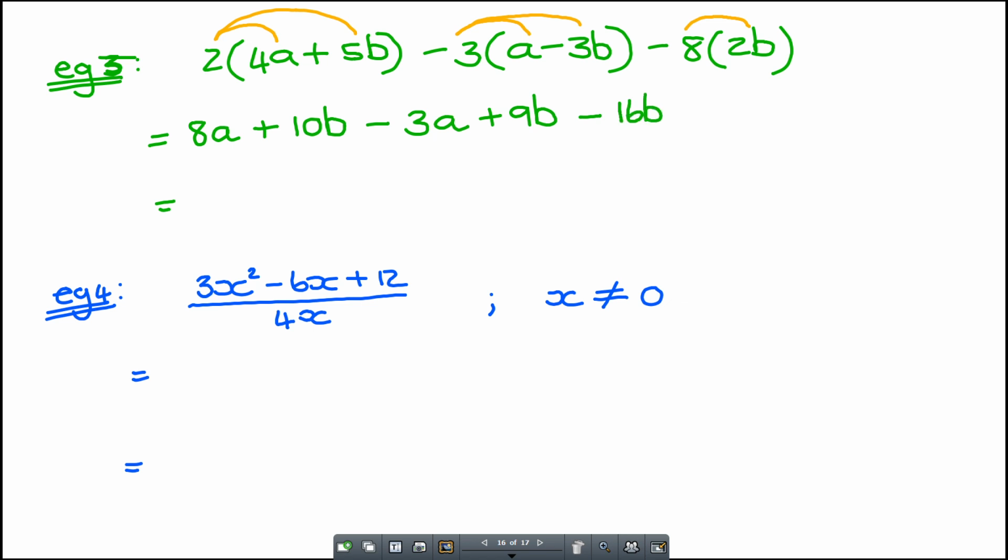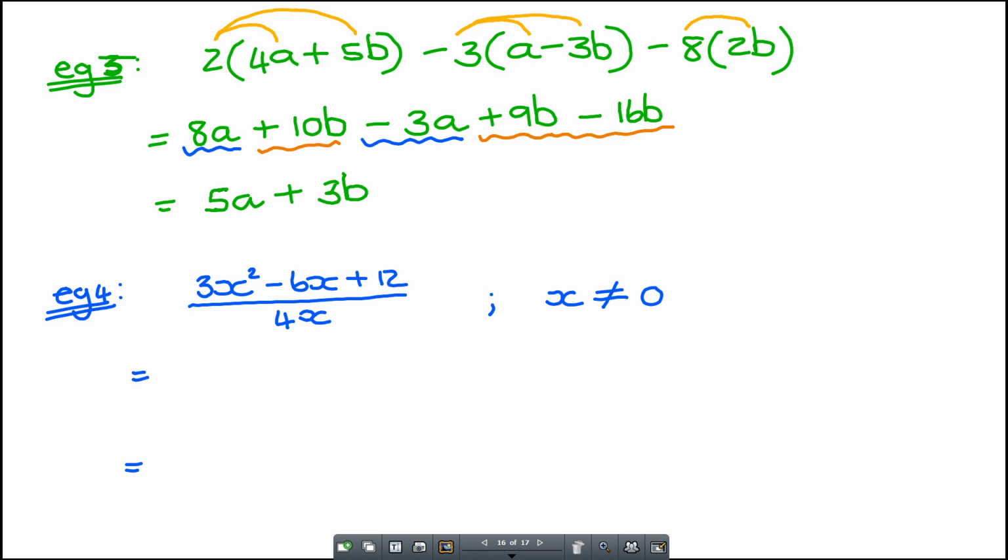Okay, now we've got to look for like terms. Have a look at the a's. 8a minus 3a will give me 5a so far. There isn't any other a's left, so 5a. Then 10b plus 9b will give me 19b, minus 16b gives me positive 3b. Right, who got that? Well done.